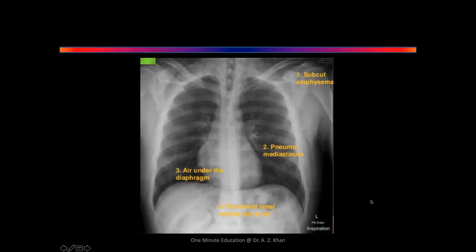Can you read what is there on the slide? Yes, sir. So there is subcutaneous emphysema, there is pneumomediastinum, there is also air under the diaphragm, and there is a prominent renal outline due to air. So there is air leaking into the chest and leaking into the abdomen. What is the clinical condition that you think can cause this? Ready? Yes, sir.